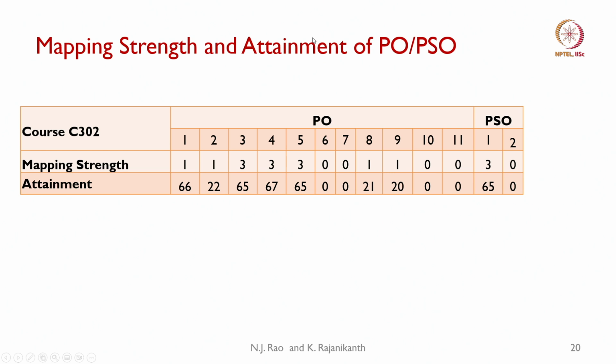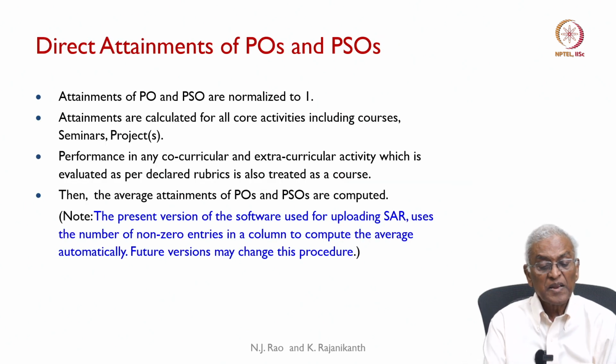So now you look at mapping strength and attainment of PO. Same course, you have 11 POs and there are 2 PSOs. Mapping strength you have computed. And then based on that, we have actually computed in terms of percentage. If you want to normalize to 1, you just call it 0.66, that's all. This is percentage. So either way you can present your final thing. Now direct attainments of POs and PSOs, they are normalized to 1.